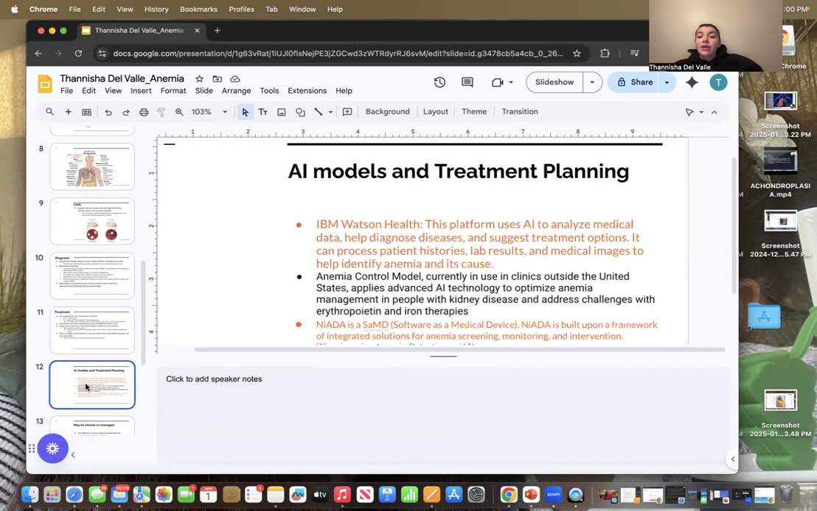As for AI models for treatment planning, there's a platform that uses AI to analyze medical data, help diagnosis, and overall just suggest treatment plans, and that can help with the medical images, lab results, and patient histories to help identify anemia and its cause.